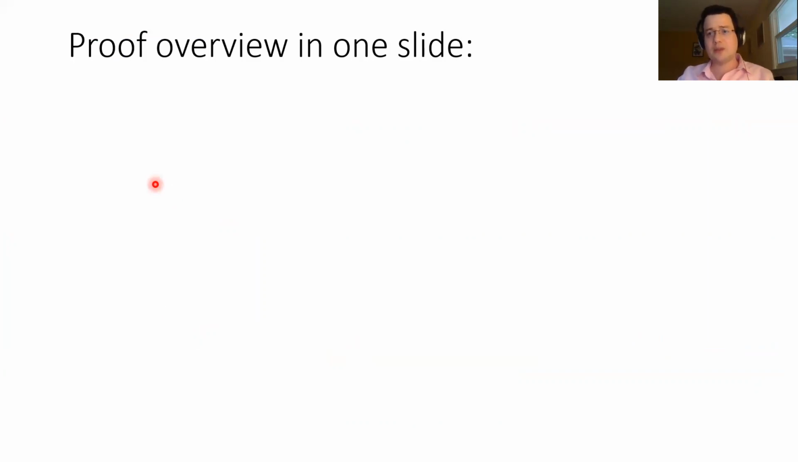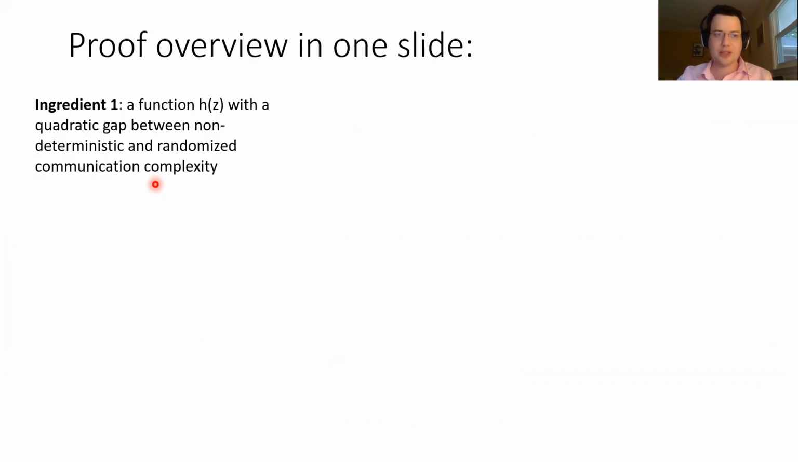So in the remaining 3 minutes, let's see a proof overview on one slide. A quadratic separation hints at using the gap between deterministic and non-deterministic communication complexity. And in fact, this is the first ingredient of the proof. The first ingredient is a function h, where there is a quadratic gap between non-deterministic and randomized communication complexity.